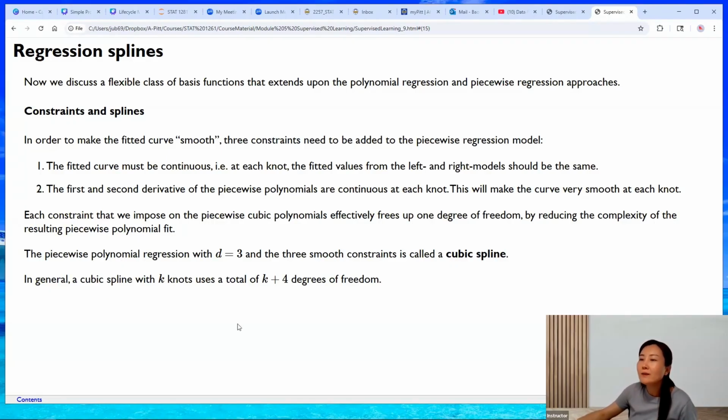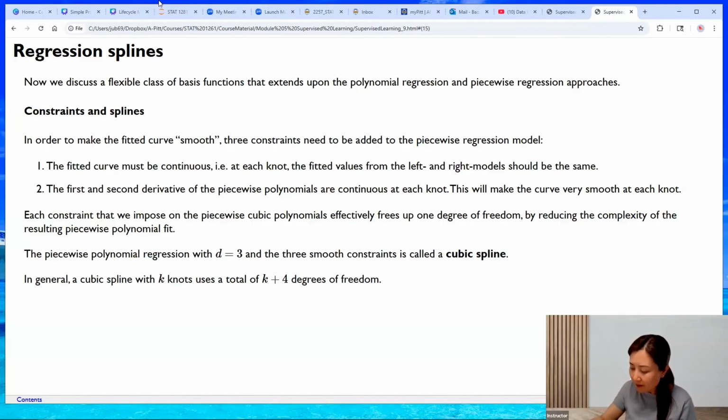In general, a cubic spline with k knots uses a total of k plus 4 degrees of freedom. Let's calculate the degrees of freedom of the model. Degrees of freedom is basically the number of free terms in a model. In a multiple regression model, it's the number of predictors. But in this kind of regression spline, it's more complex, but in general, it's the total number of free terms in the model. Let's see why the total degrees of freedom is k plus 4 for a cubic spline with k knots.